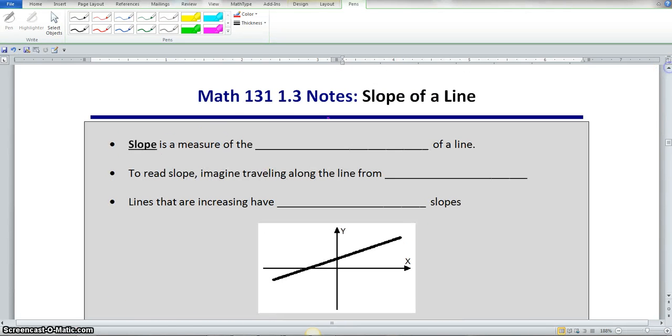Okay, class. We're starting section 1.3, slope of a line. The slope is a measure of the steepness of a line. To read slope, imagine traveling along the line from left to right. It's the same as reading a book. Lines that are increasing have positive slopes.